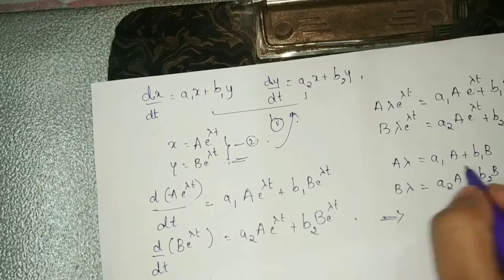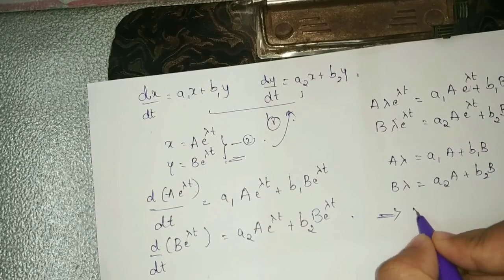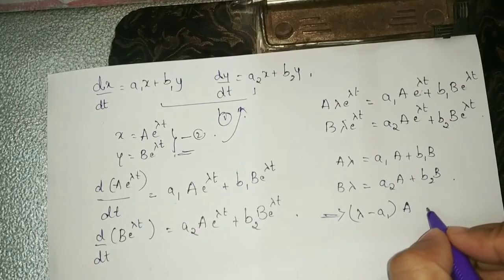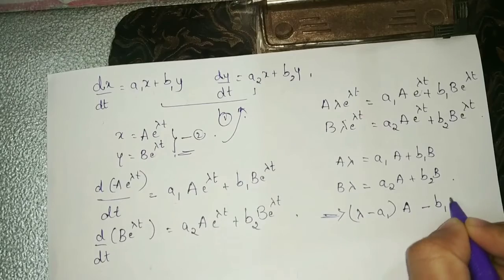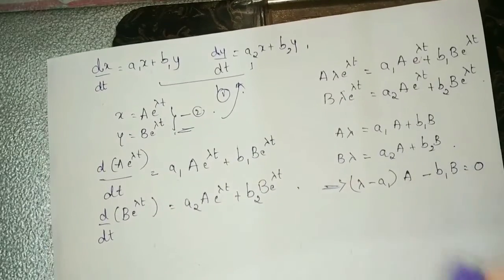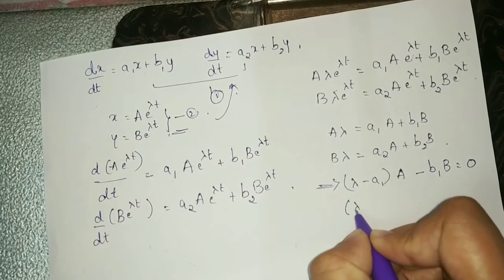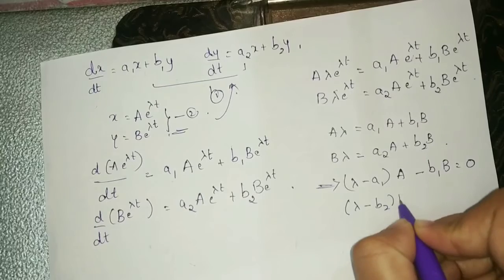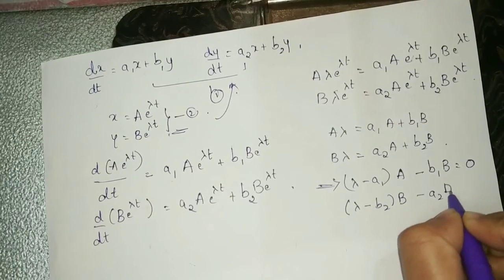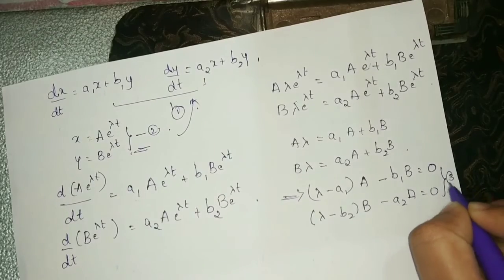This can be written as, if we take capital A common, (lambda minus a1) A minus b1 B equal to 0. Here we take capital B outside, right? So (lambda minus b2) B minus a2 A equal to 0. Okay, call this equation 3.